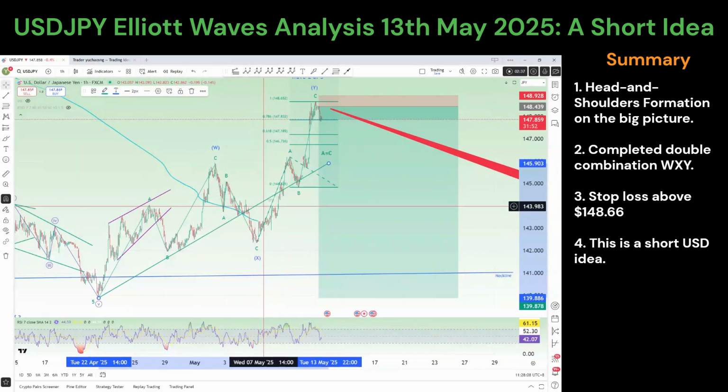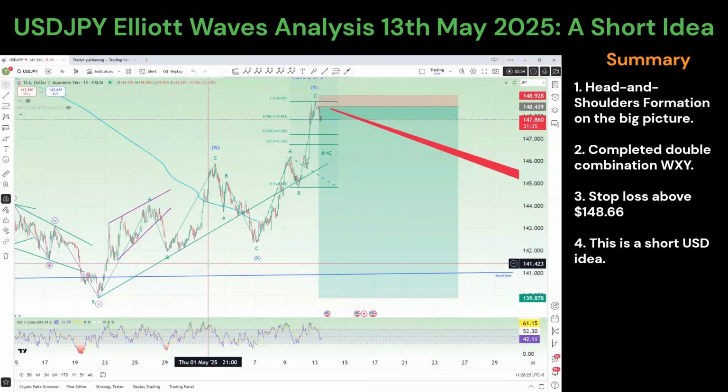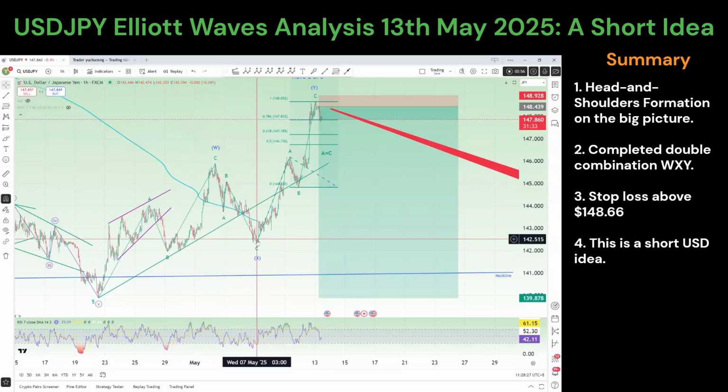Where I called for the breakdown, and over here it broke down, moved up. So I mentioned to short somewhere around here. So what happens is that it goes up, comes down, and goes up again. So it becomes another ABC. So over here, double combination WXY.